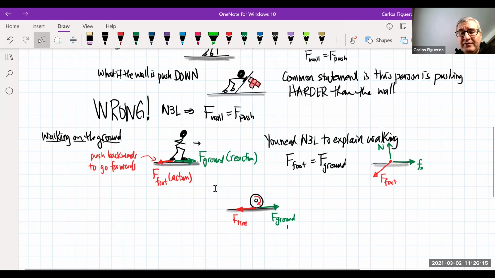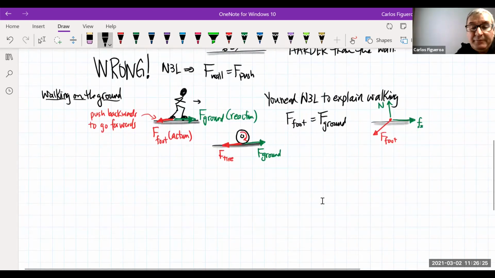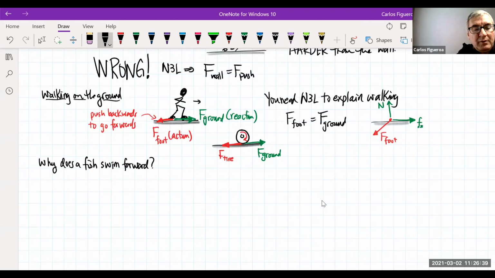I mean, there's a lot of other little silly examples that we can look at. I don't want to say them silly, but that makes sense here, right? Sort of like, why does a fish swim forward? Right? Here's another example. Well, so you could imagine you have a fish.